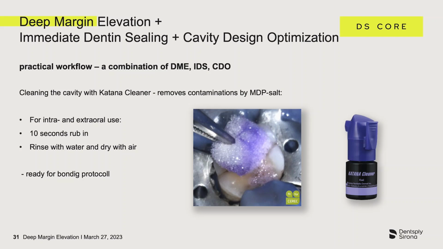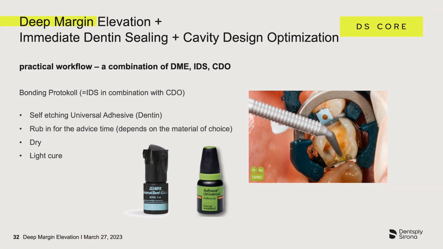This leads to a better adhesive bond, and the application is quite easy. Simply massage Katana Cleaner onto the tooth surface with a foam pellet or brush for about 10 seconds and then spray off thoroughly with plenty of water spray. After etching dentin, make sure that the dentin is not overdried. In the further course of the bonding protocol, the dentin is now conditioned with the help of a universal adhesive.